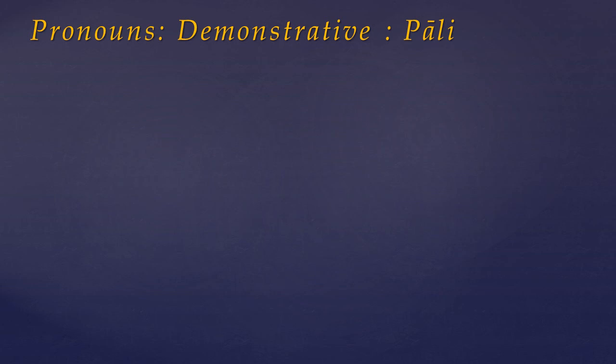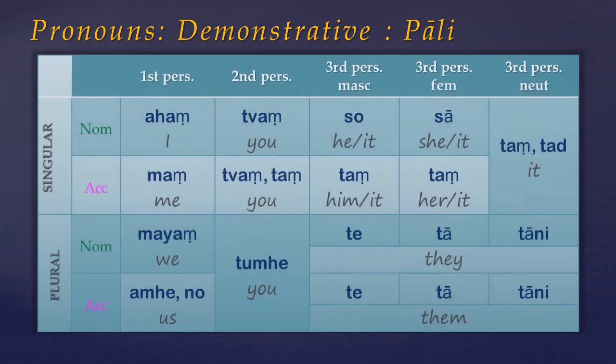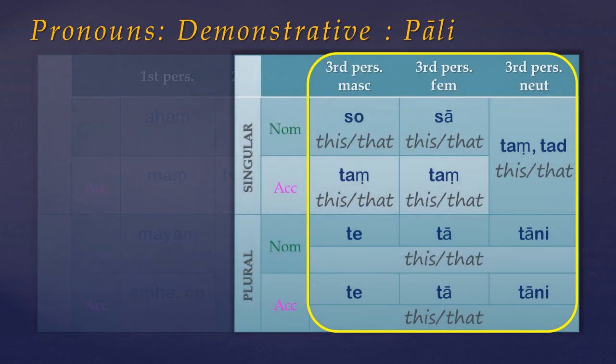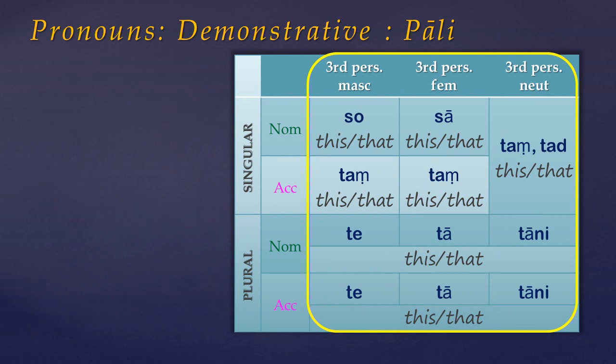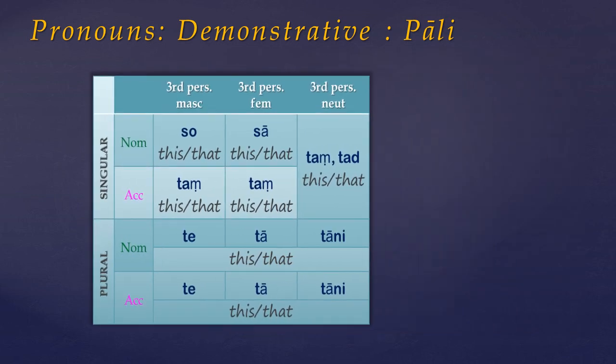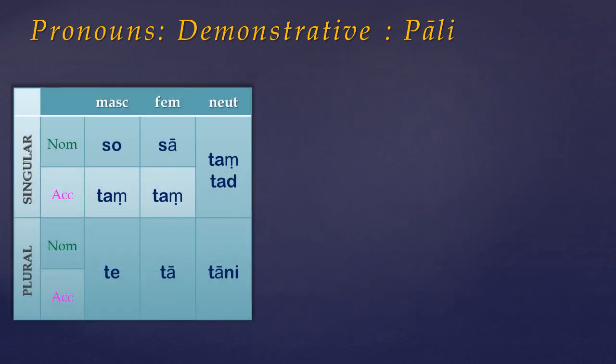Demonstrative pronouns in Pali are actually quite different from those of English, and that's because the third-person personal pronouns that we've just seen are also used as demonstratives in Pali. Yes, just let that register. As well as he, she and it, third-person personal pronouns can also mean this or that, in which case they take the same gender and number as the thing to which they refer.